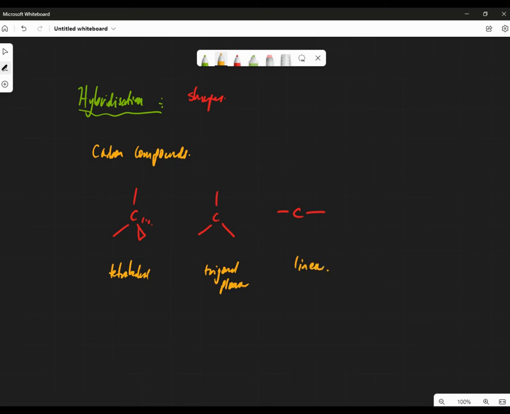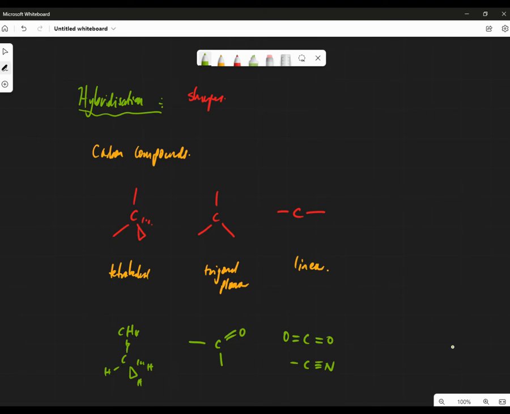So an example of them all here. Let me see if I can think of an example. Methane. That's a good example of tetrahedral. Trigonal planar would be an aldehyde or a ketone group. And linear is carbon dioxide. Another nice linear one is a nitrile. So they're the three configurations around carbon.